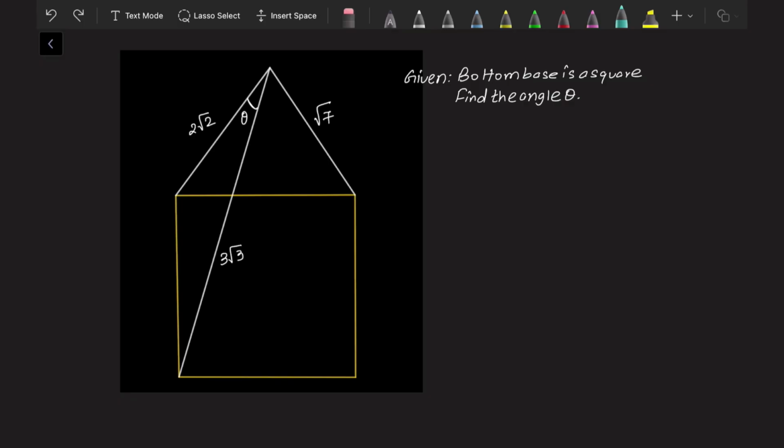So you can give this question a try. It's simple and easy to do. I can just give you a hint. You can just start by drawing this diagonal. Okay. Now let us proceed to my solution.